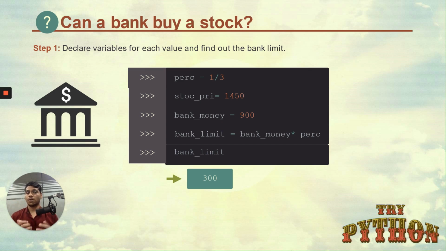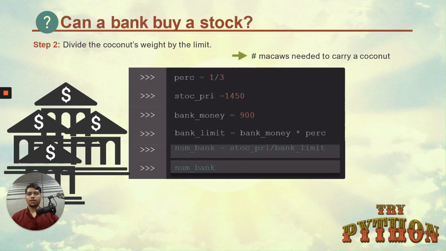So 300 is how much a single bank is allowed to spend. Now we need to figure out how many banks I will need if I want to buy that stock, which is 1450. So what I'll do is simple maths. I'll just divide stock price by bank limit. If I do this, I'm going to get a value that is 4.8.